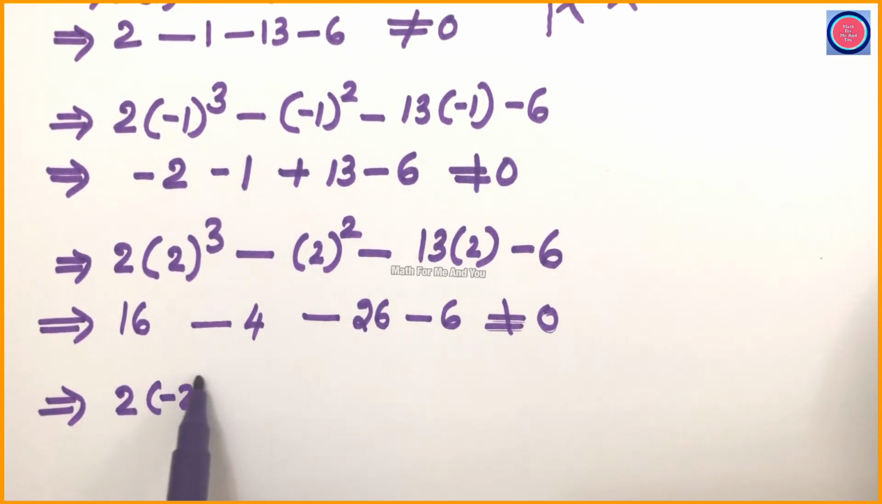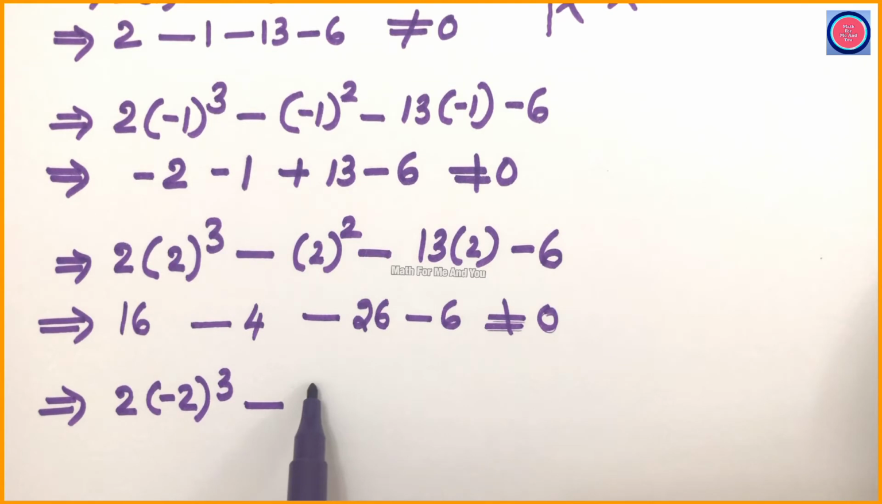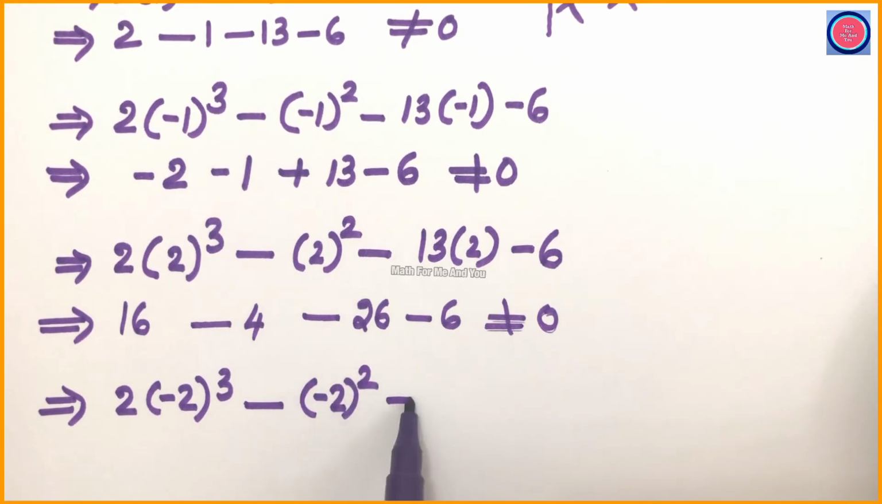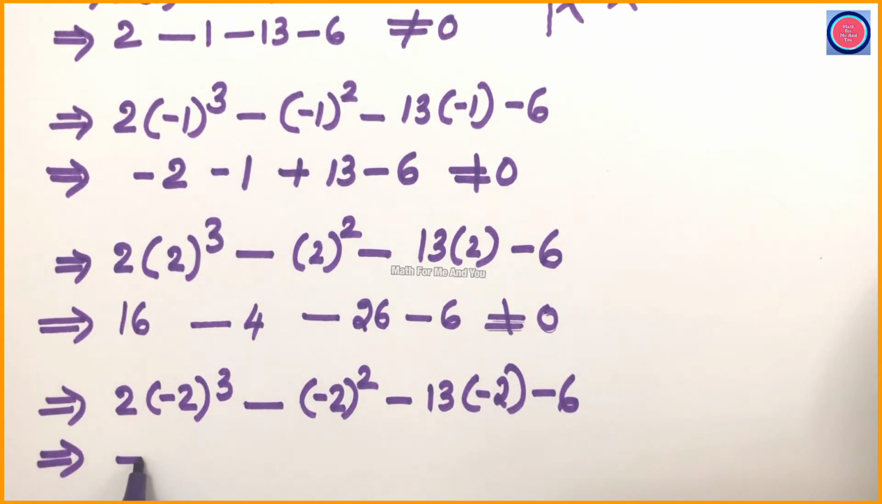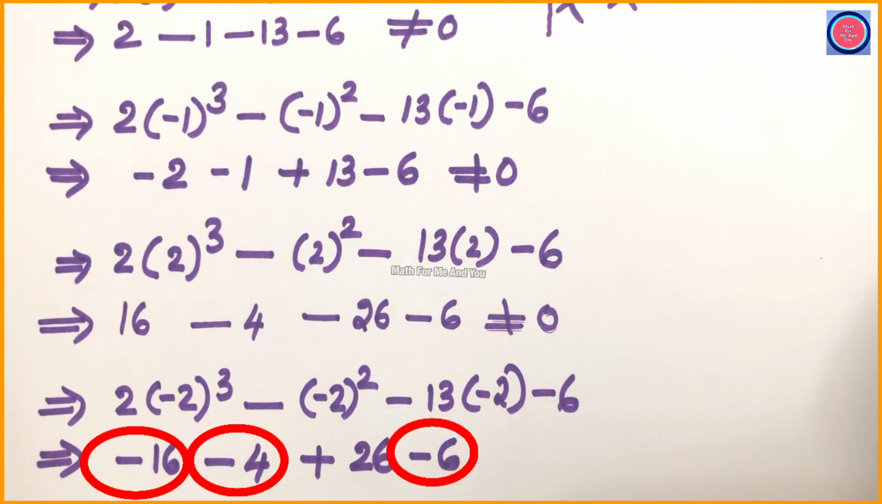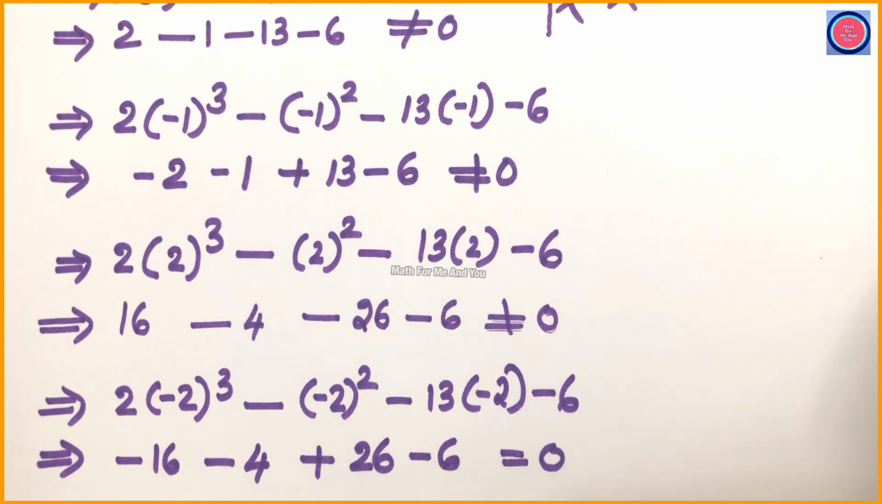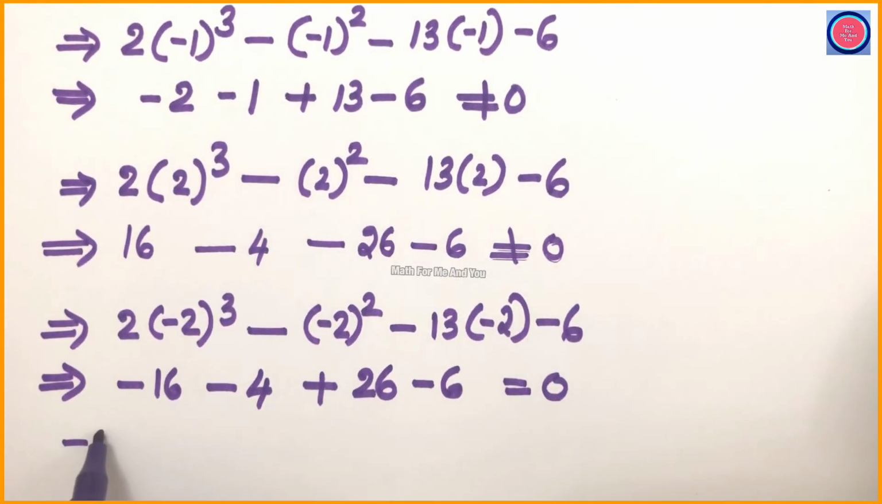Find the value of the polynomial at x equals minus 2. 2 times minus 2 the whole cube, minus 2 the whole square, minus 13 times minus 2, minus 6. This is equal to 2 times minus 8, it is minus 16, minus 2 square is 4, minus 13 times minus 2 is plus 26, minus 6. When we collect the negative terms, we get minus 16 minus 4 minus 6, which is minus 26. Minus 26 plus 26 is 0. That means we can say minus 2 is a root of this polynomial.